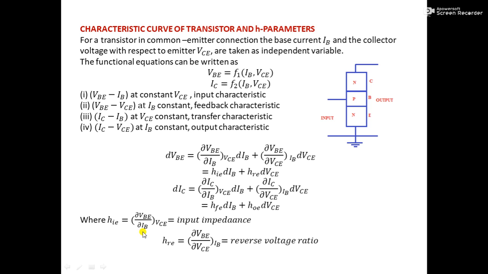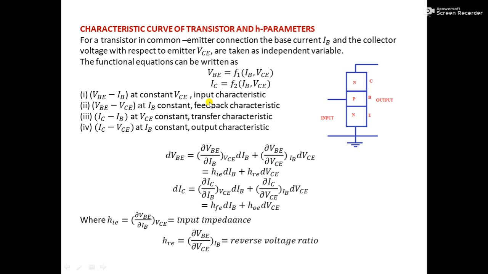So we can write it as, since it is in the input terminal, input impedance, termed as HIE, I for input impedance and E for the common emitter configuration. So we have written it as HIE into dIB. Also this is del VBE by del VCE, so it is the reverse voltage ratio. This is output and this is input, so it is the reverse voltage ratio, termed as HRE, R for reverse voltage and E for common emitter connection, into dVCE.